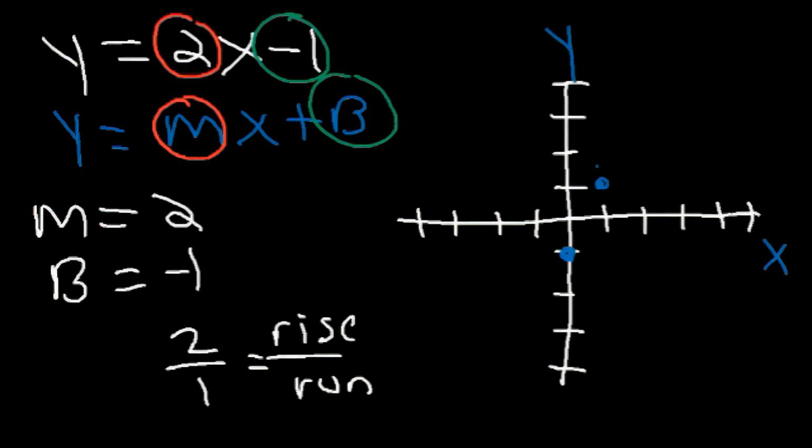So then we're going to rise 2, run 1. So the next point is going to be over here. At this point, we can draw a straight line. And so that's how you can graph an equation in slope-intercept form. So let's try another example. Go ahead and graph y is equal to 3 over 4 x minus 2.